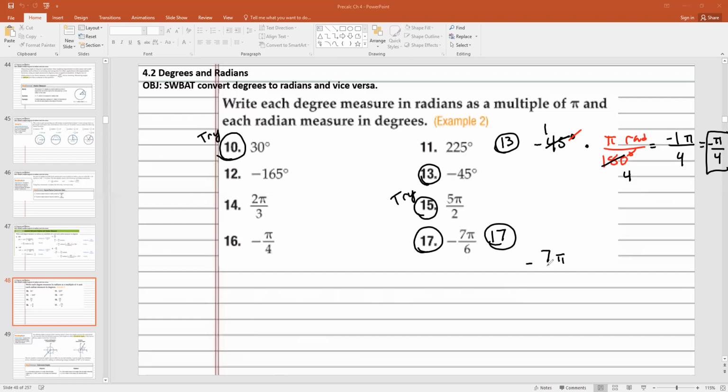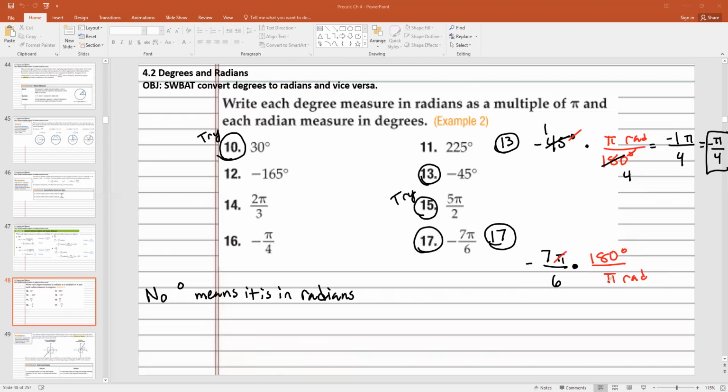I have negative 7 pi over 6. So I want to change this to degrees because this is radians. How do you know this is radians? Because we don't have the degree symbol. If you don't have the degree symbol, you know it's radians. No degree symbol means it is in radians. All right, so we have negative 7 pi over 6 times, and we want degrees, so we want the degrees on top. So it's 180 degrees, and we have pi radians.